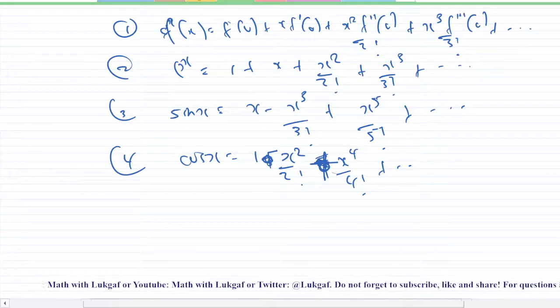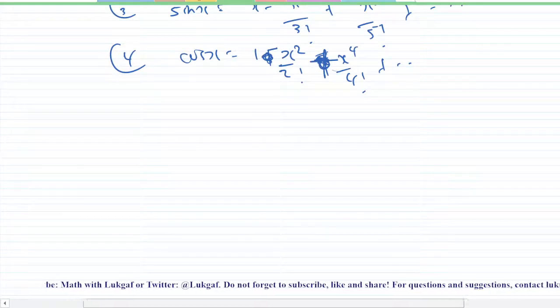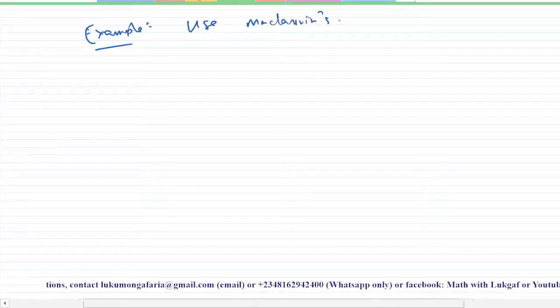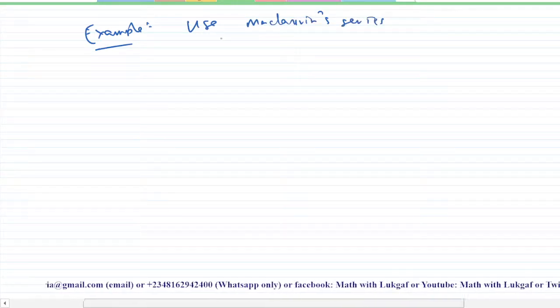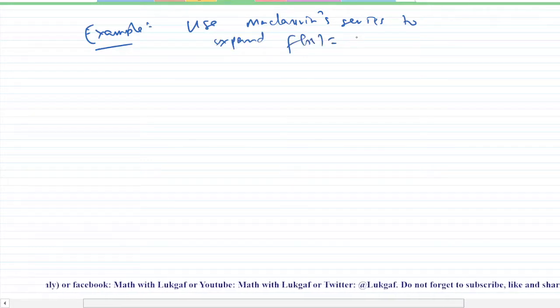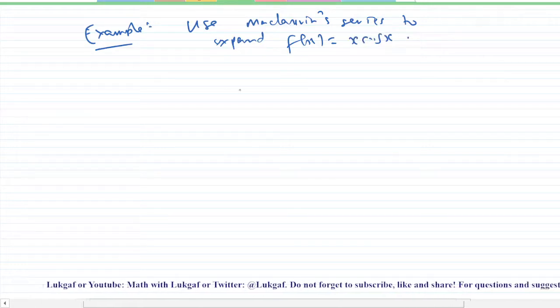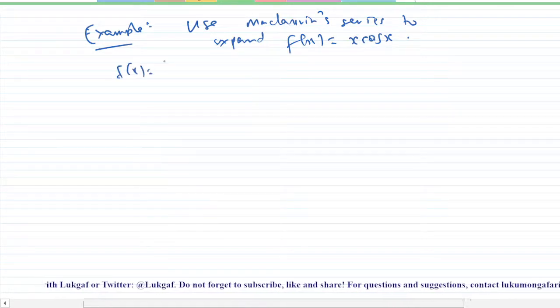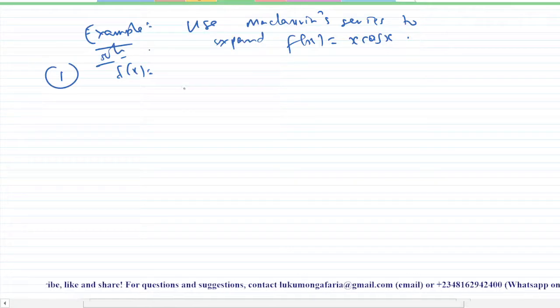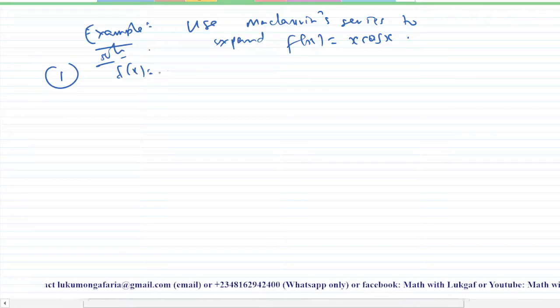Okay, now your question says, let's say I want to solve this kind of question. Example: use Maclaurin's series to expand f(x) equal to x cos x. That is not difficult. Recall that your f(x) equals, solution. You can do this in 2 ways, but the first method is very simple, more like the one you've done before. Your f(x) will be what? Okay, let's do it together.